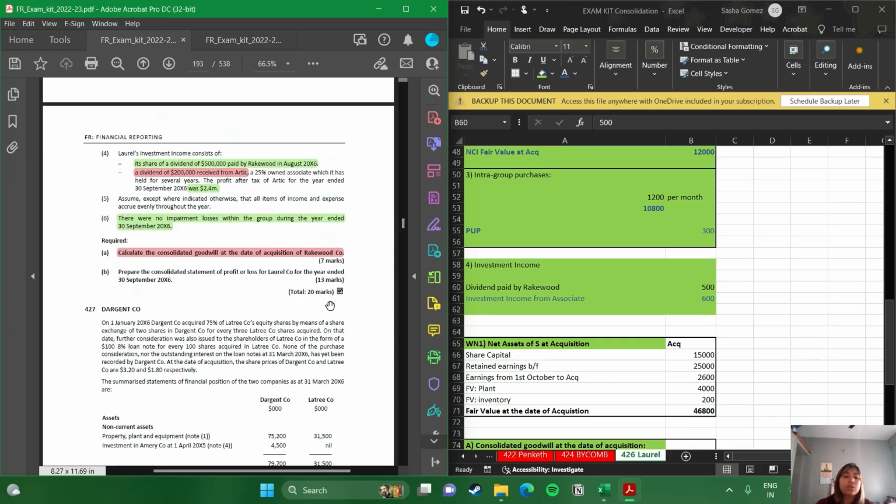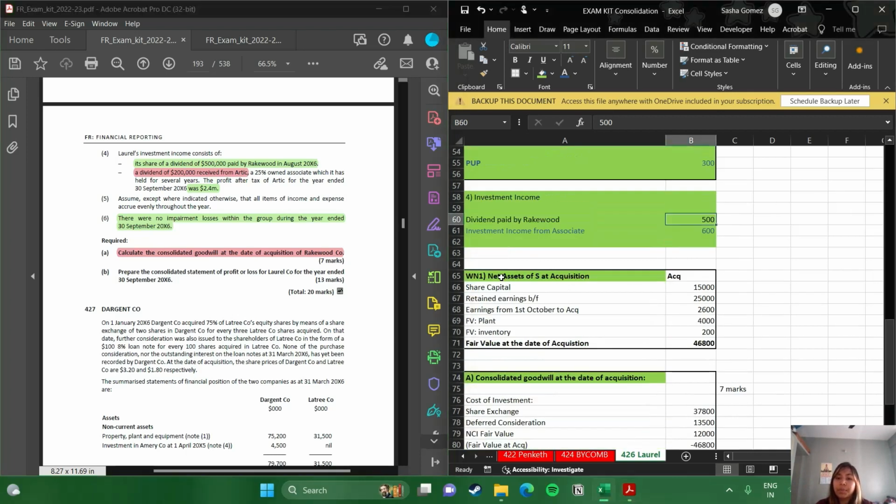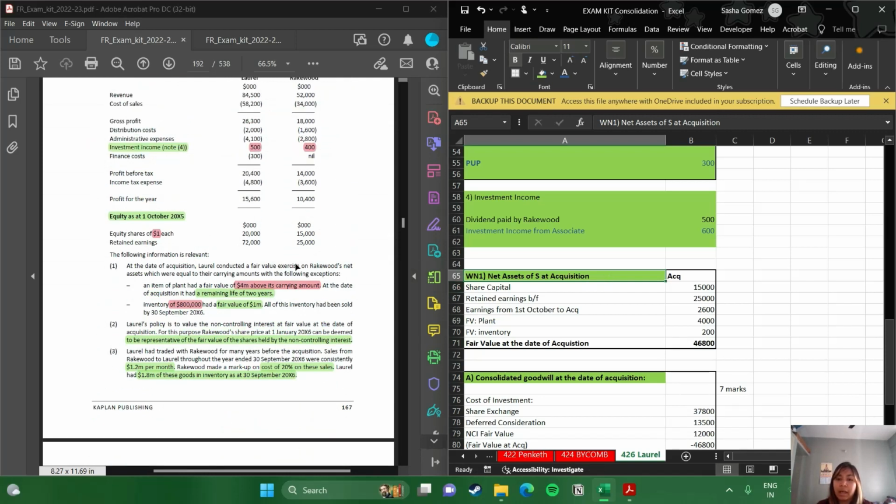So when they ask you to calculate consolidated goodwill in a statement of profit or loss question, you just follow the same format. You need to find the net assets of your subsidiary at acquisition, and using that fair value amount, calculate your goodwill. So first we look at the net assets of the subsidiary at acquisition. So we're looking at Rakewood's net assets.